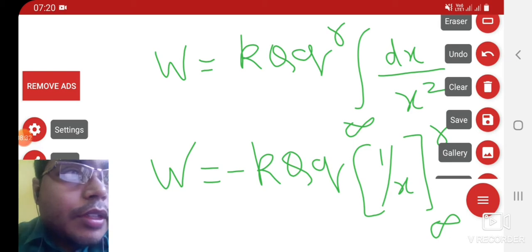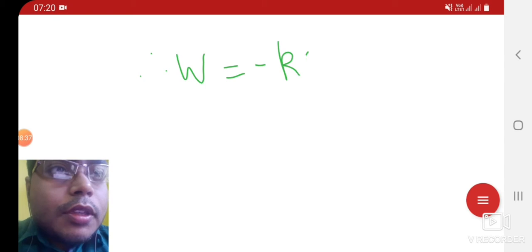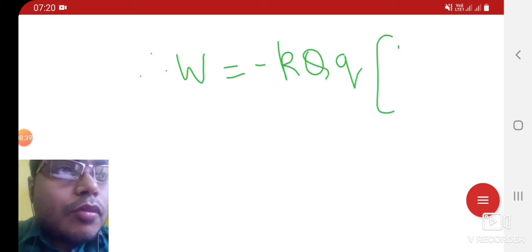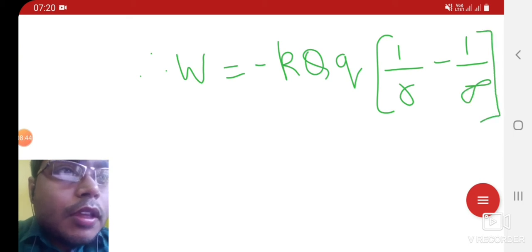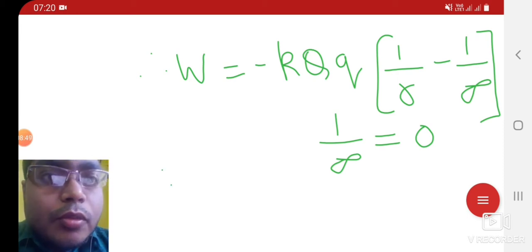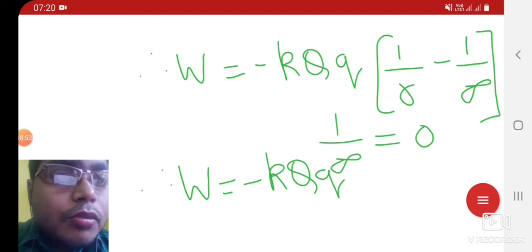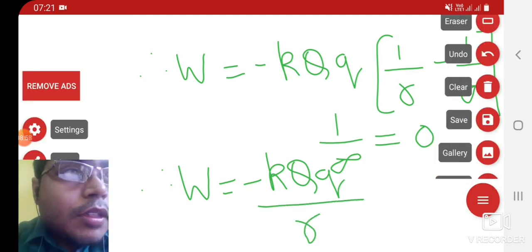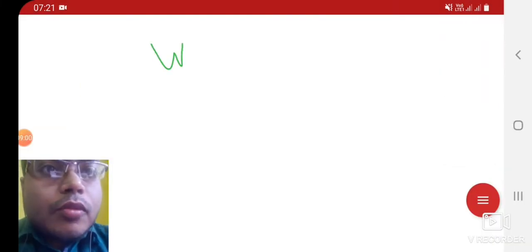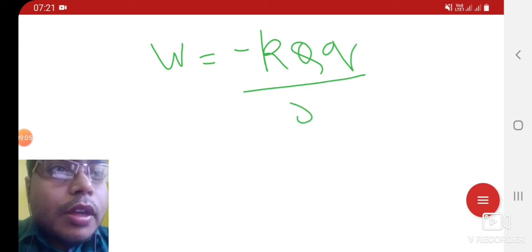After further calculation, you'll be getting kQ times 1 by r minus 1 by infinity. And you all know that 1 by infinity is 0. So therefore the work done will be minus kQ divided by r, right? So this will be the equation. We have got the work done as minus kQ divided by r.